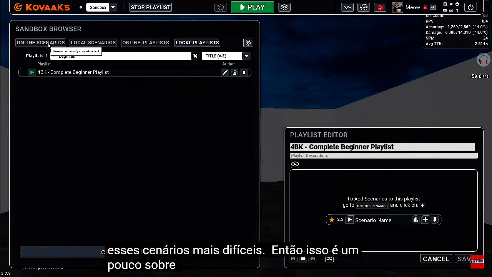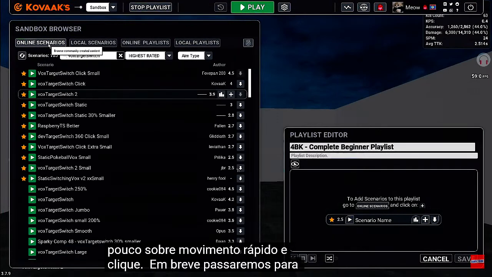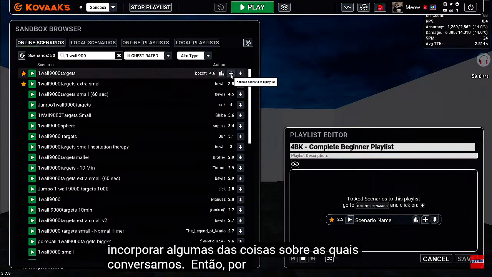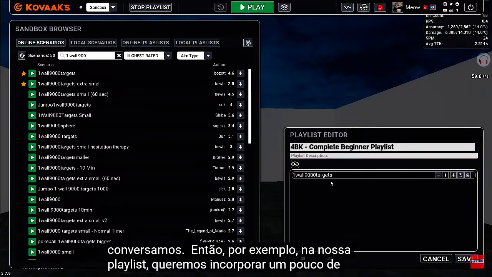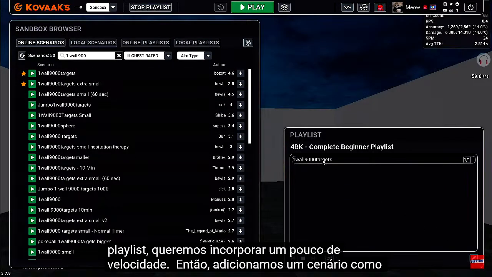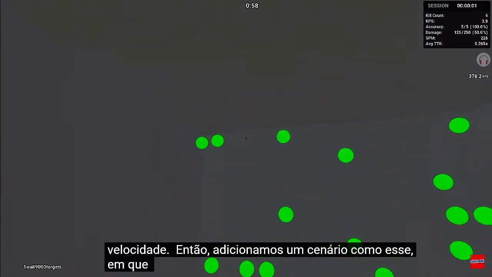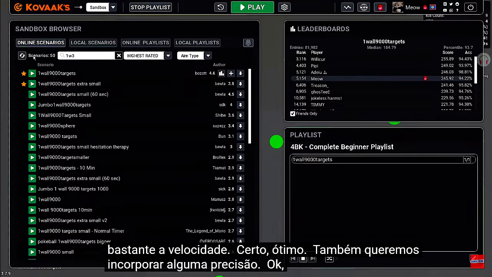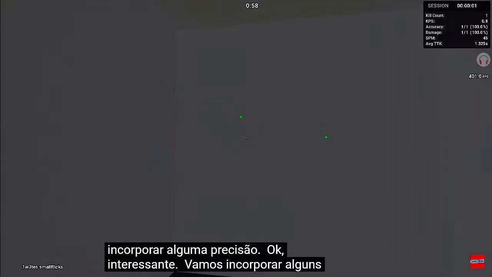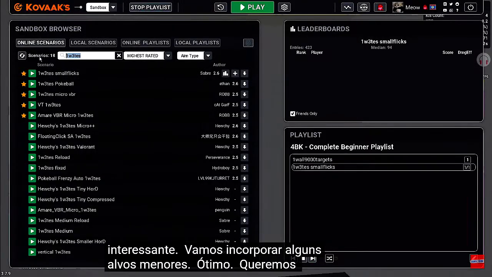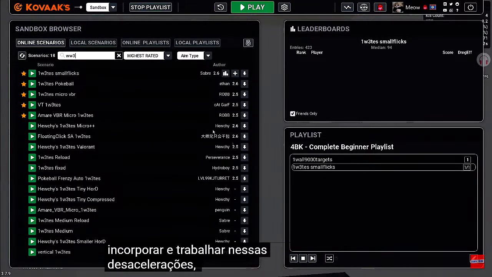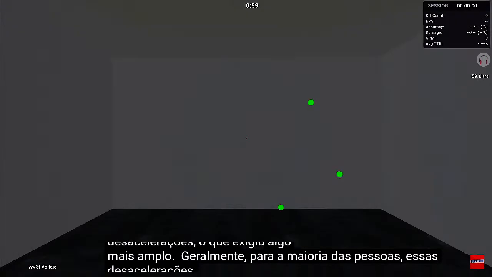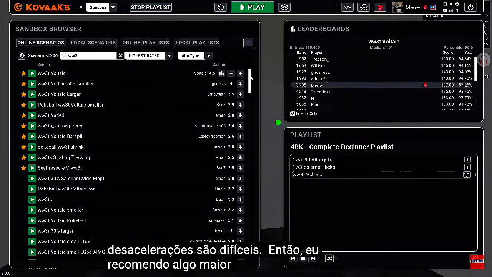So that's a little bit about flicking and about clicking. We'll soon move on to tracking. But before that, I thought we'll incorporate some of the things we talked about. So for example, in our playlist, we want to incorporate some speed. So we add a scenario like this, where we're required to push speed a lot. Okay, great. We also want to incorporate some accuracy. Okay, interesting. Let's incorporate some smaller targets. Great. We also want to incorporate and work on those decelerations, which required something wider. Usually for most people, these decelerations are a hard thing, so I recommend something larger like this.